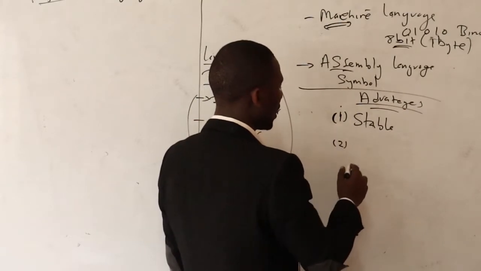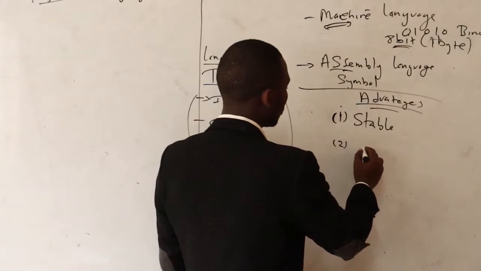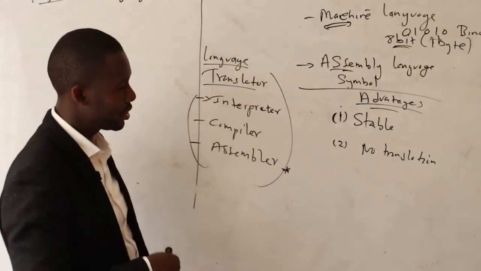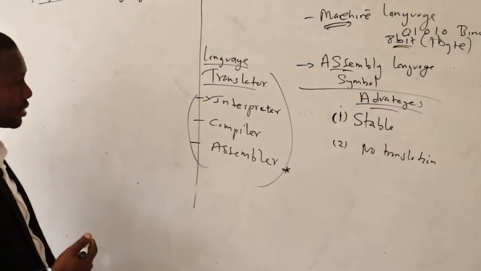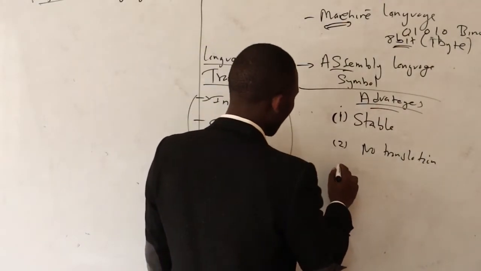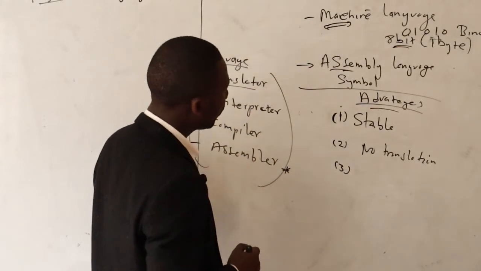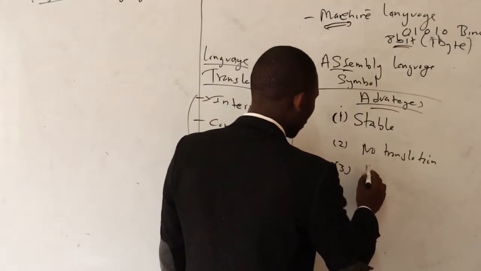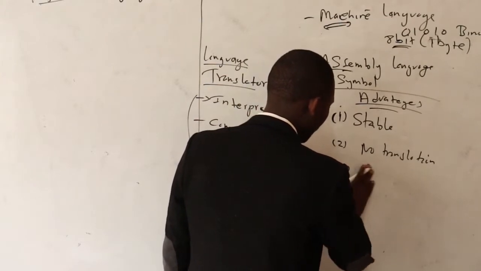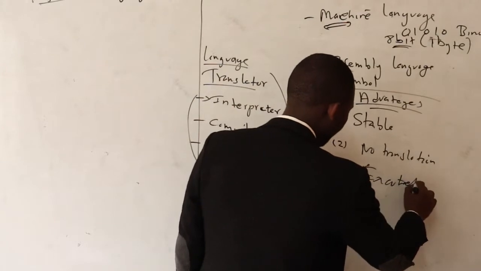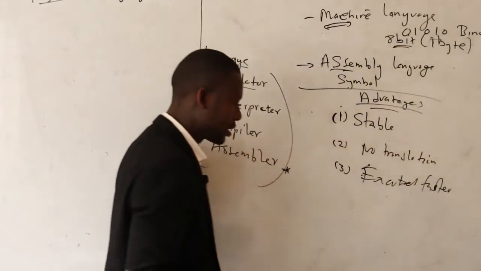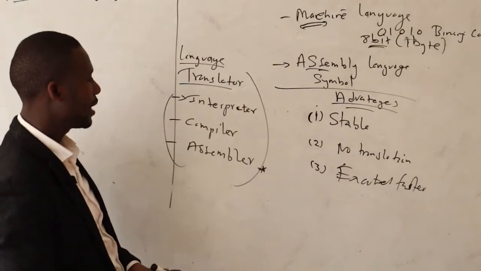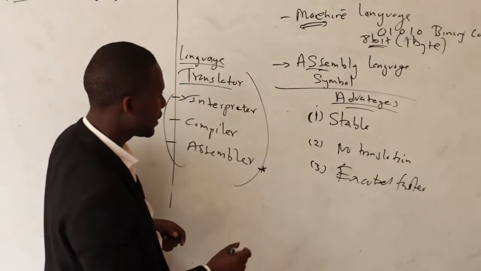Another advantage is that they do not require translation. So the program is coded and immediately the CPU can read this program as it is coded. Then number 3, these languages run faster. That is, they are executed very fast, because the CPU requires no translation of the language into machine readable form. So the program runs faster as compared to the other languages we will discuss later.